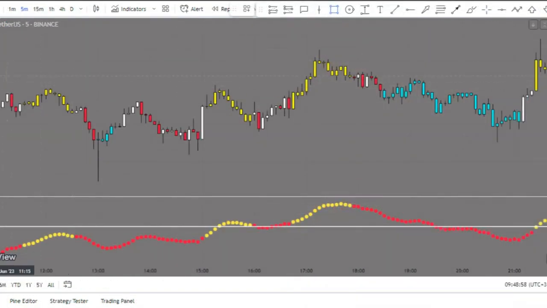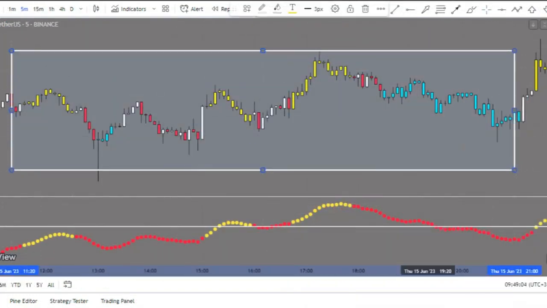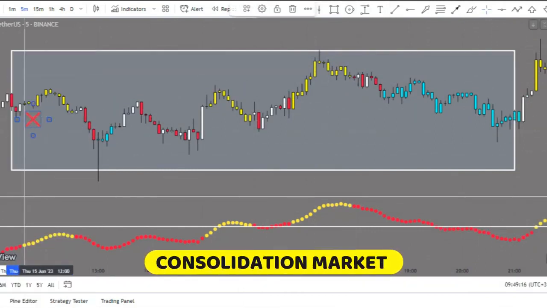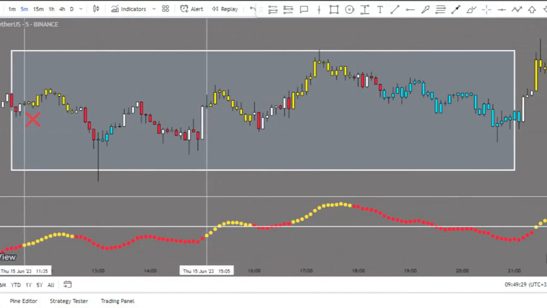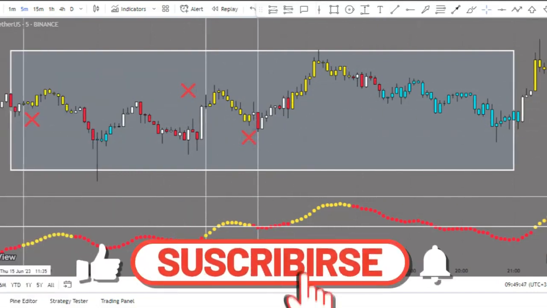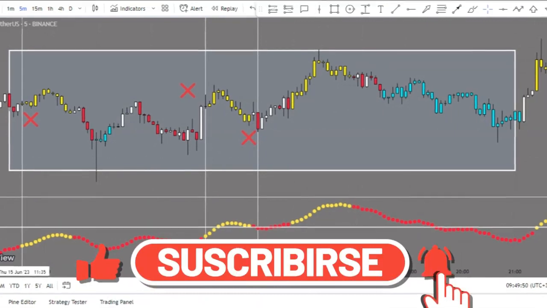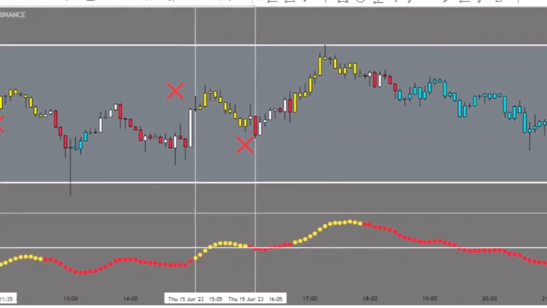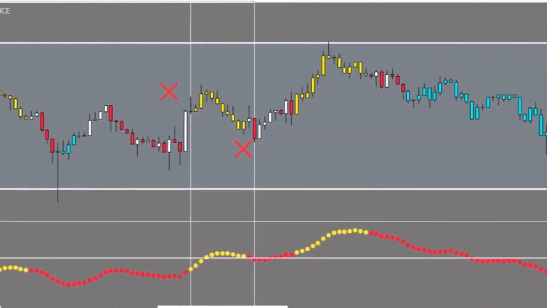But if you want to use this indicator alone, when the market goes into a consolidation phase, the accuracy of the signals, like in this example, decreases a bit. So we're gonna need to add some filters for these situations, so the strategy always has a very high accuracy.